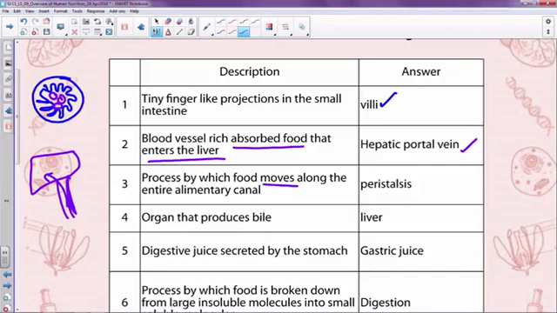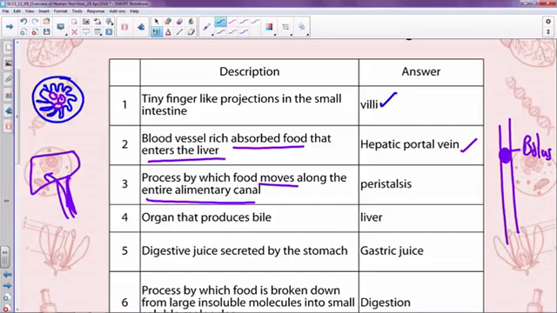Let's see number 3. Process by which food moves along the entire alimentary canal. As I said earlier, food in the alimentary canal, starting from the esophagus, is a ball called the bolus. That bolus is basically a round ball produced after chewing of food. It is pushed along the alimentary canal through two processes. One is circular muscles contracting, and then you have the longitudinal muscles relaxing. So the alternate contraction and relaxation of the longitudinal and circular muscles, and vice versa, will cause the bolus to move along the alimentary canal.